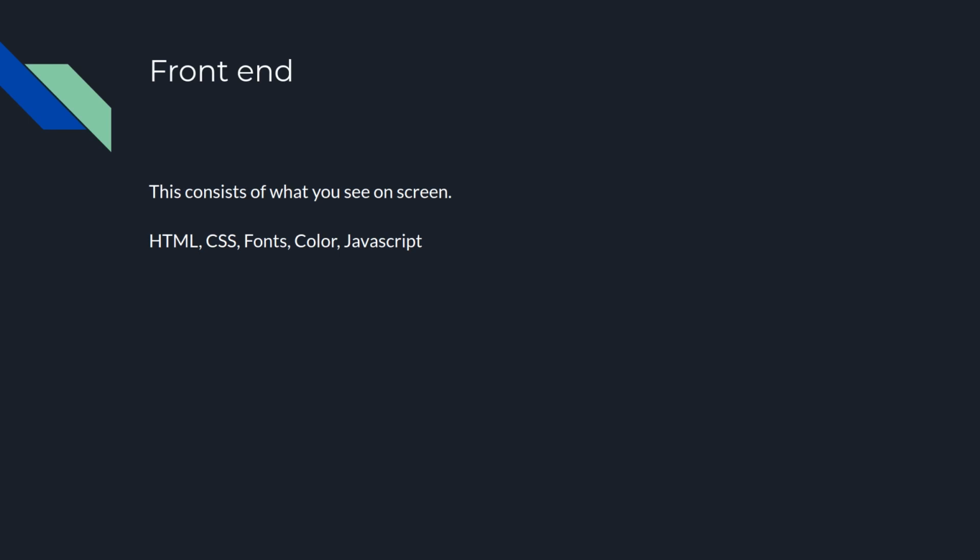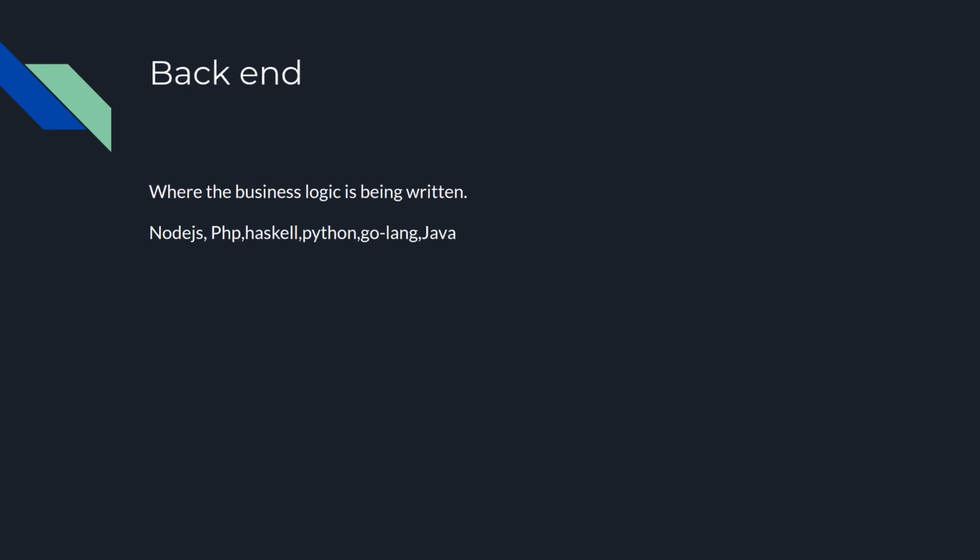For example, HTML is a front end stuff. CSS is a front end stuff, fonts, color, JavaScript, whatever you can see in the front of the screen or on the screen is basically the front end. The back end is where the business logic is written. It decides what you have to see on the screen.